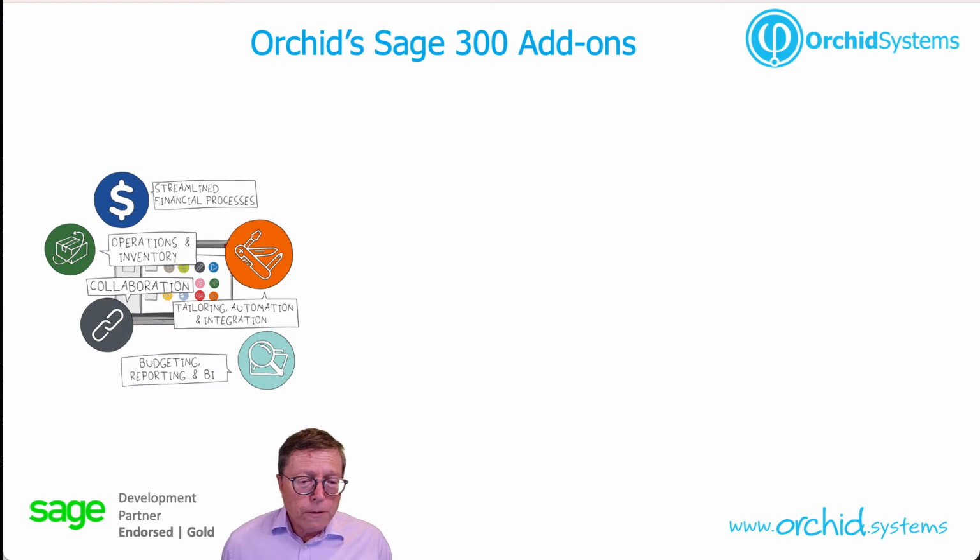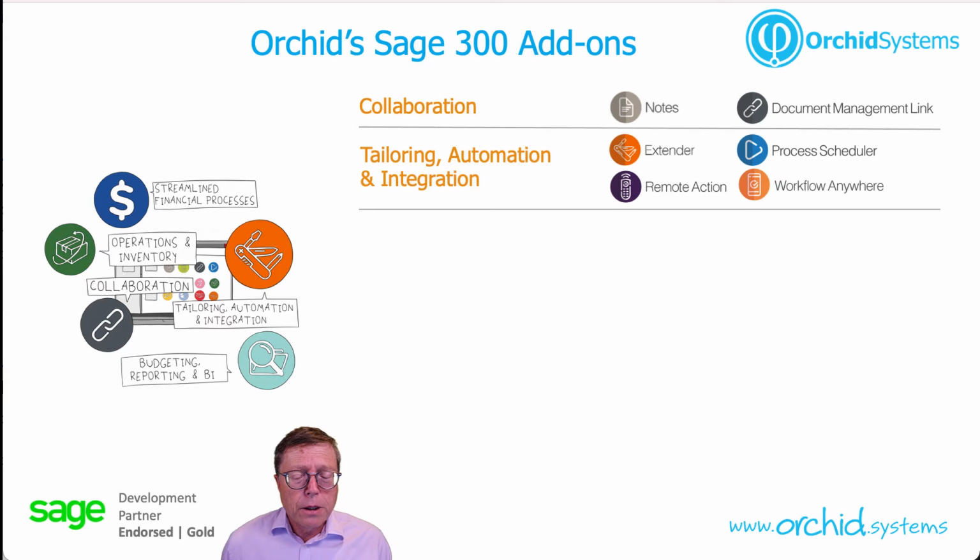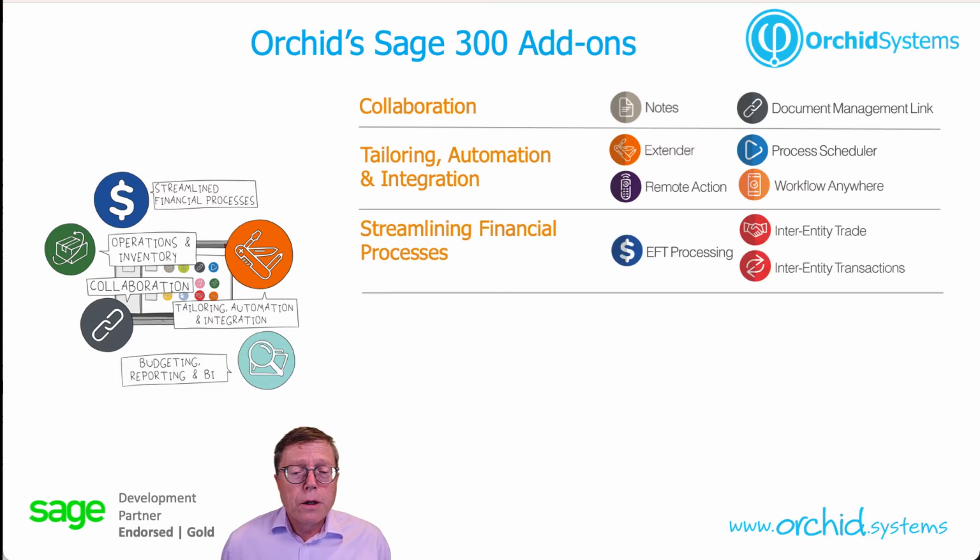Orchid's modules fit into 5 different categories. The first one is collaboration, being Notes and Document Management Link. The second category is tailoring, automation, and integration, and in this category we have Extender, Remote Action, Process Scheduler, and Workflow Anywhere. The third group is streamlining financial processes, which consists of EFT Processing, which is our most popular module, Inter-Entity Trade, and Inter-Entity Transactions.